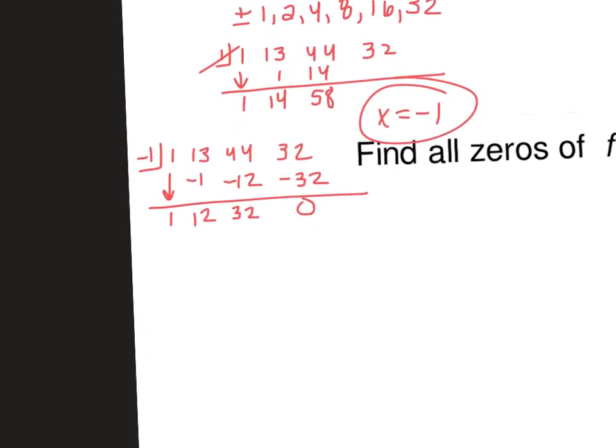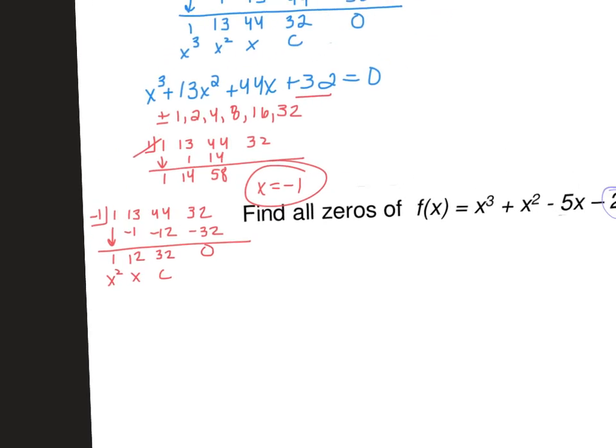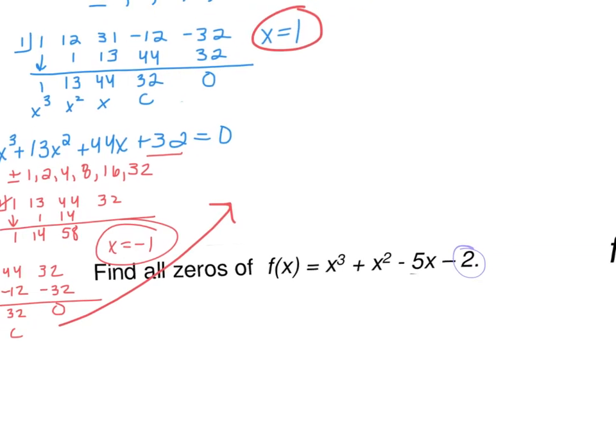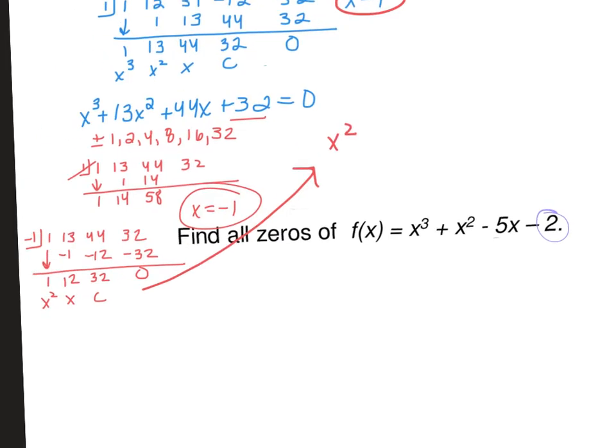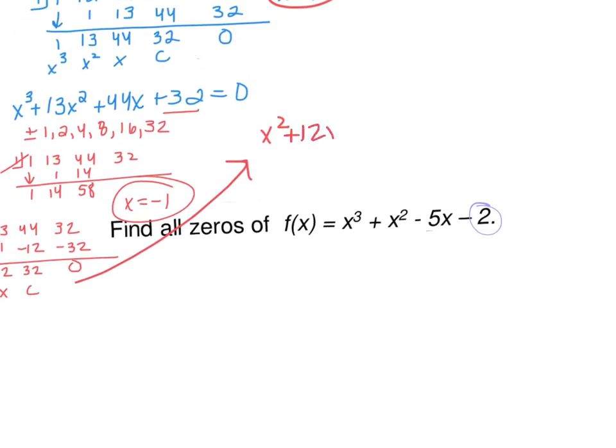So my resulting polynomial, this one started off with x cubed, so this is going to be x squared, x, and a constant. I'm going to write this over here, guys, so you can see. But it's going to be x squared plus 12x plus 32 equals 0. Now at this point, we're at a quadratic, right? Because it's x squared. So the first thing we try and do is factor it. If it's a quadratic equation and it doesn't factor pretty, what do we have to use to find the factors? The quadratic formula. Okay.